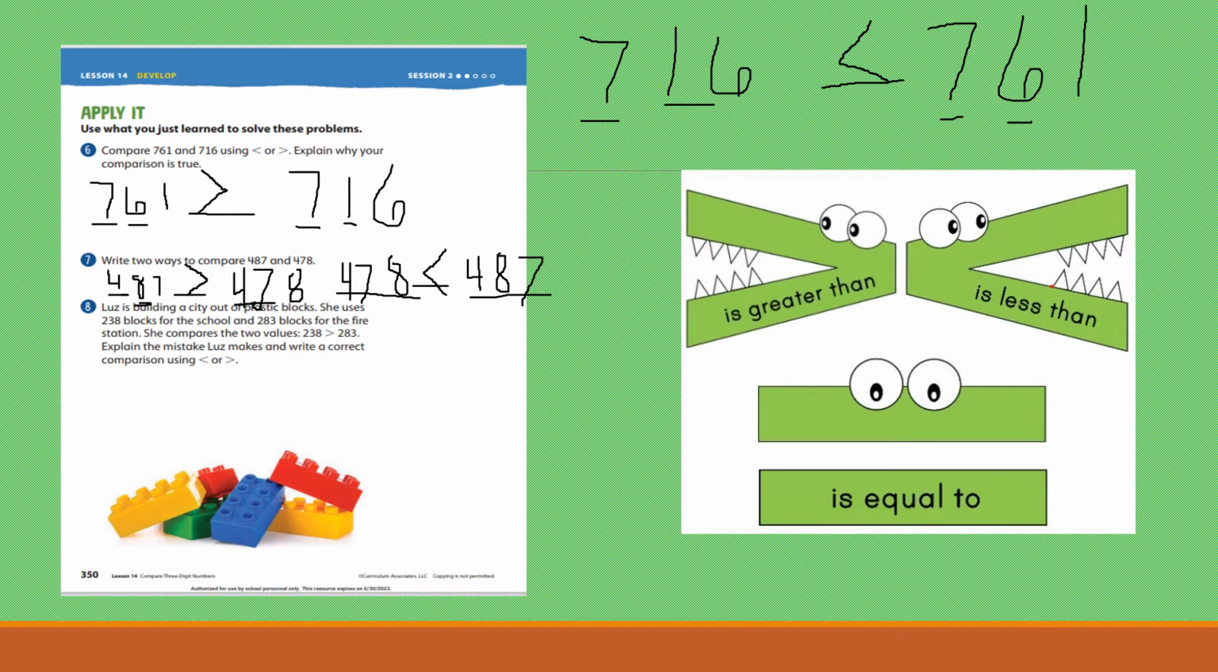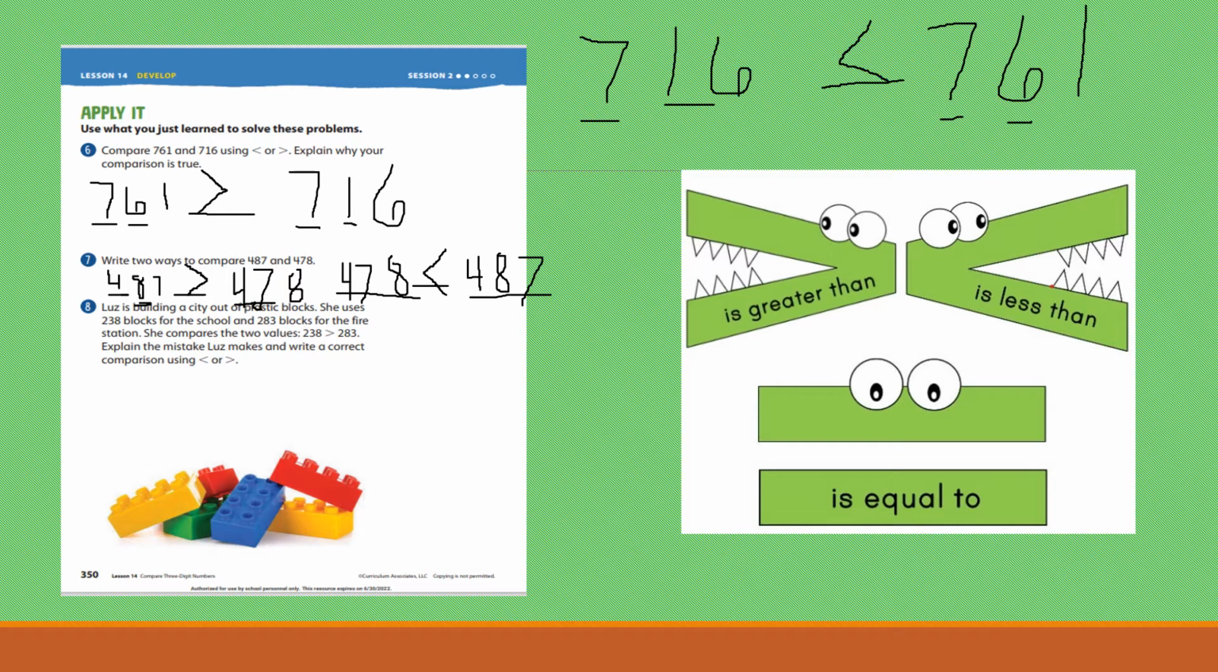All right. Let's look at this next problem. I kind of wrote over it a little bit, but we'll be able to get through it. It says Luz is building a city block out of plastic blocks. Okay, she's making a city building using plastic blocks. She uses 328 blocks for the school and 283 blocks for the fire station. She compares the two values. 238 is more than 283. Explain the mistake Luz makes and write the correct comparison.